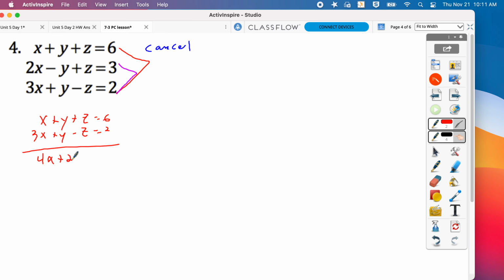4x plus 2y equals 8. There's going to be one of my equations. All right, now to do the bottom two, do your elimination again.